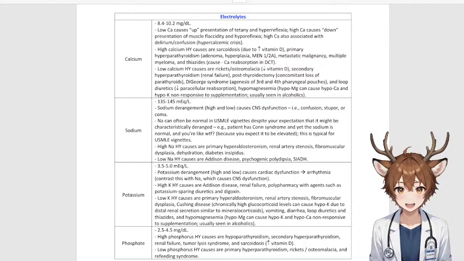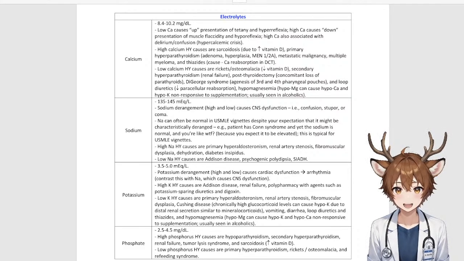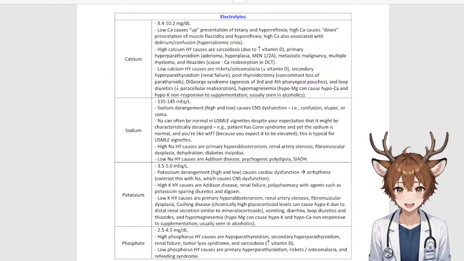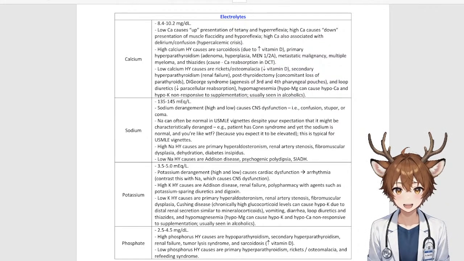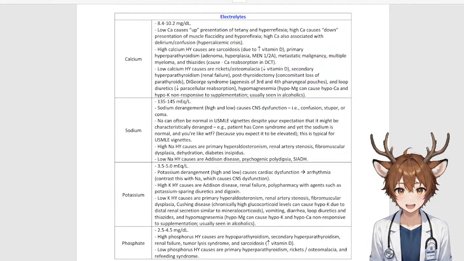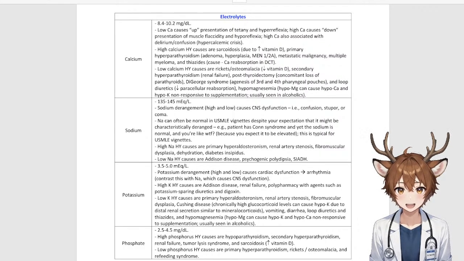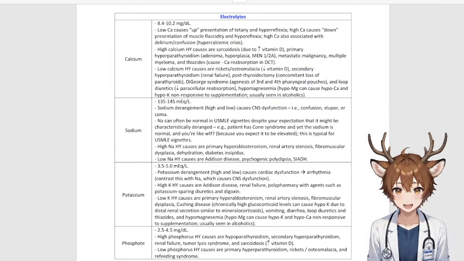High calcium high yield causes are sarcoidosis due to the elevated vitamin D, primary hyperparathyroidism, adenoma, hyperplasia, MEN1/MEN2A, metastatic malignancy, multiple myeloma, and thiazides, which cause calcium reabsorption in the distal convoluted tubule.